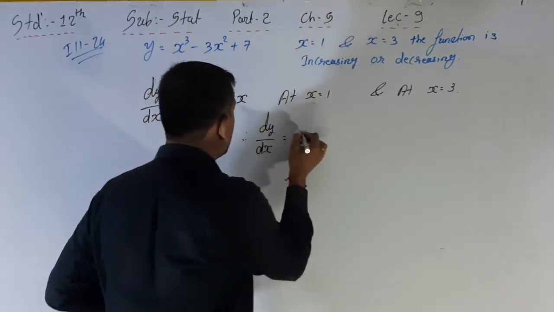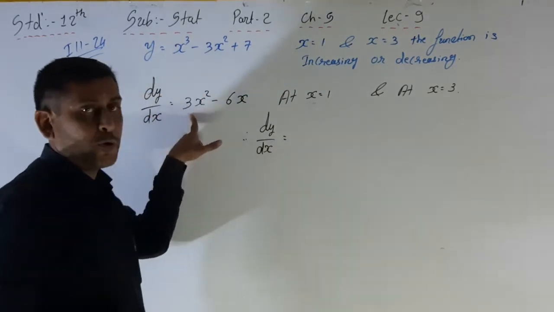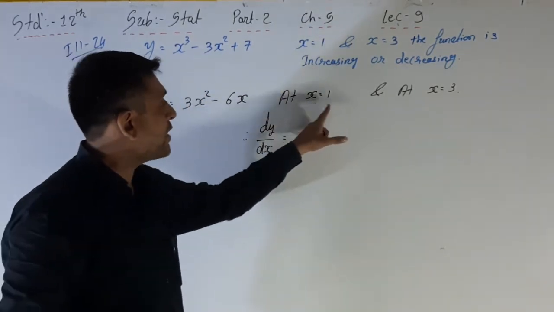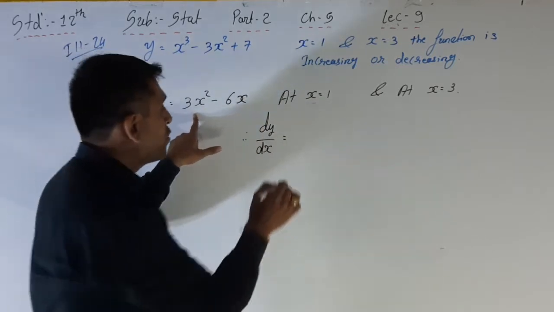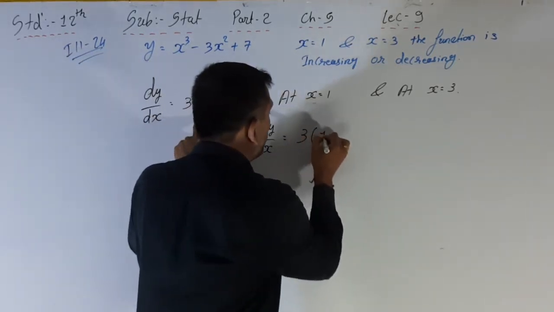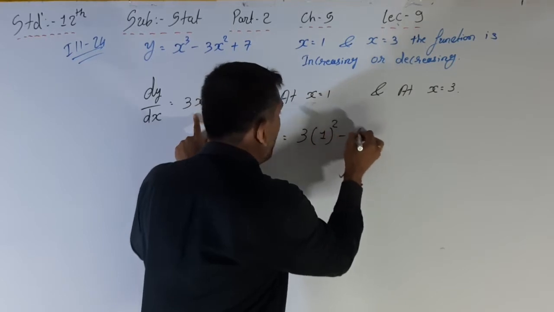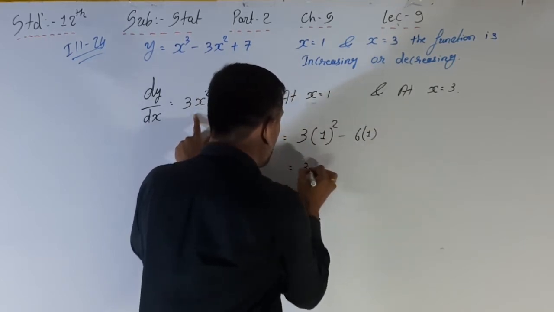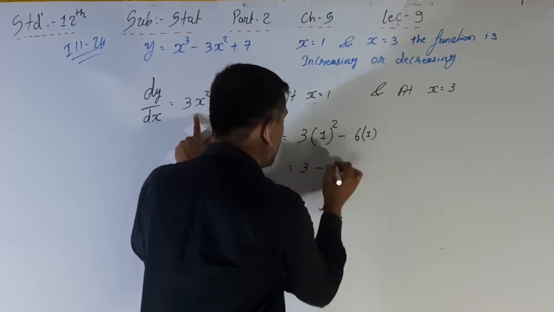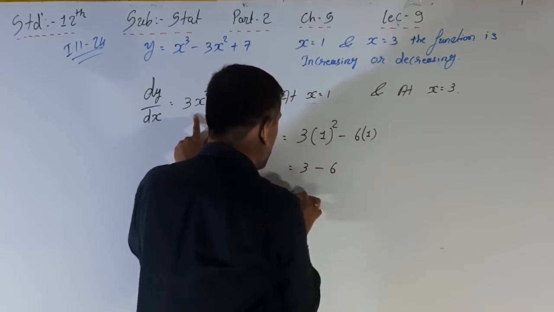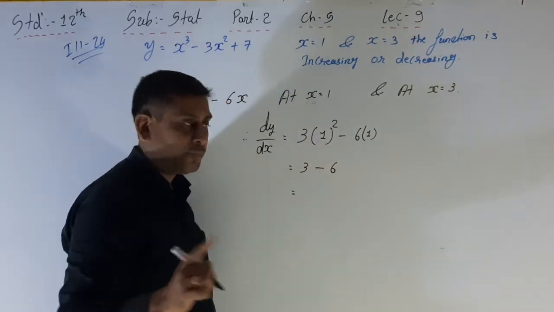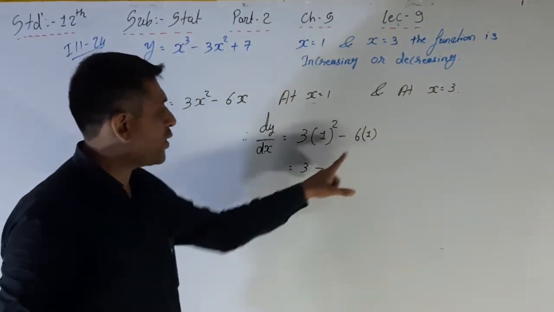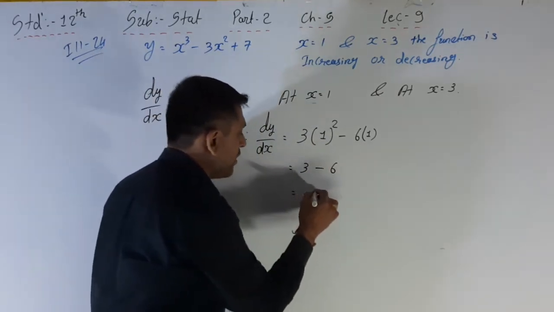Therefore dy by dx is equal to, here we have to put the value in 3x square minus 6x. We have to put x is equal to 1 into this. So 3 into 1 square minus 6 into 1. 1 square is 1, and 3 ones are 3. 6 into 1 is 6, 6 ones are 6. 3 minus 6 is minus 3.